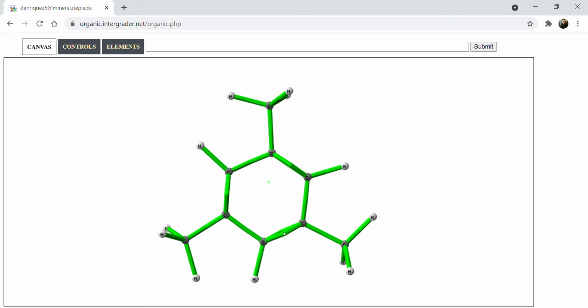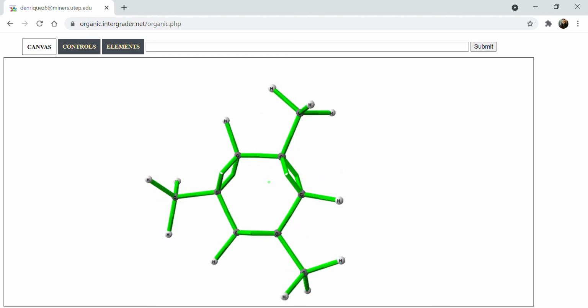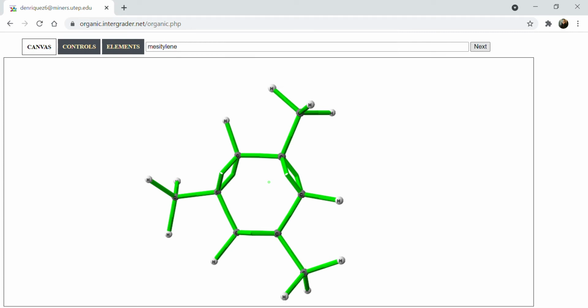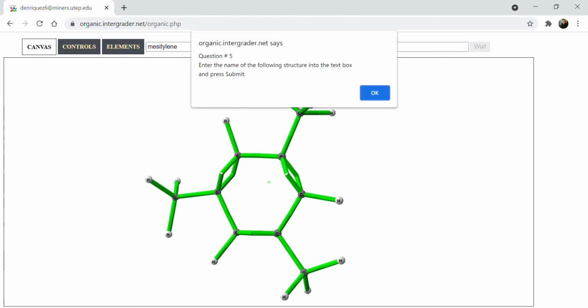Okay, I've got 3, so I've got a trimethyl. There's an actual name for this, but so normally I would put 1,3,5 trimethylbenzene, but I can also put mesitylene. Hopefully I spelled that right. We'll go ahead and see. Awesome. Oops. Sorry, I'm writing down the different answers I'm getting. Okay.